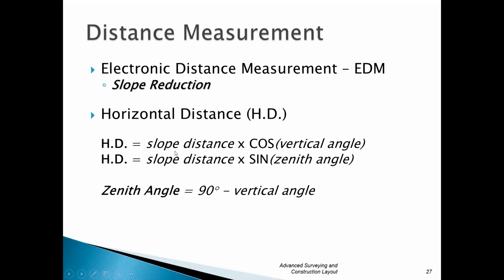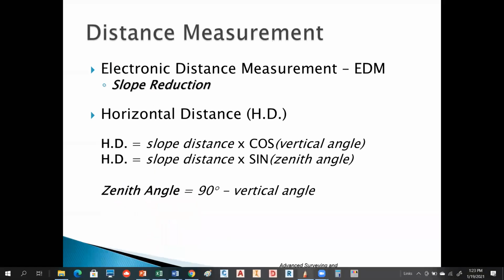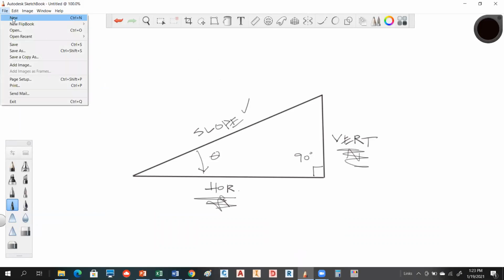Notice that if you're using the vertical angle, the slope distance times the cosine gives you the horizontal distance. And if you're using a zenith reading instrument, you're using a sine relationship. And again, I'll show you why this is. Some of you might be thinking that doesn't seem right, but if we look at a diagram here, let me just clean this up real quick.